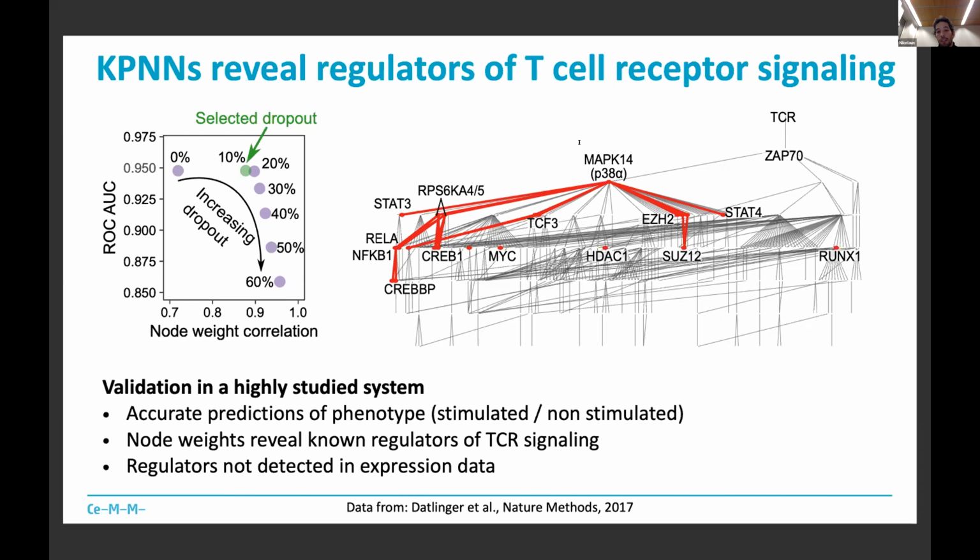And we also identified a number of proteins in here through our interpretation method, using the node weights. These were highly enriched for known T-cell receptor signaling proteins. Interestingly, these proteins were not changed in their gene expression. So the input gene expression of these same genes that code for these proteins was not changed.